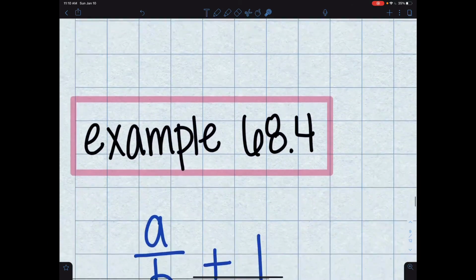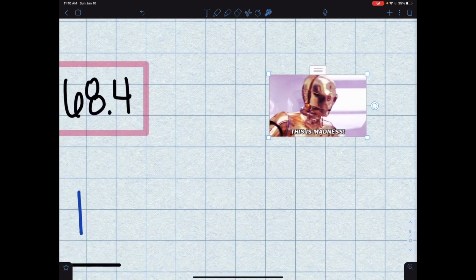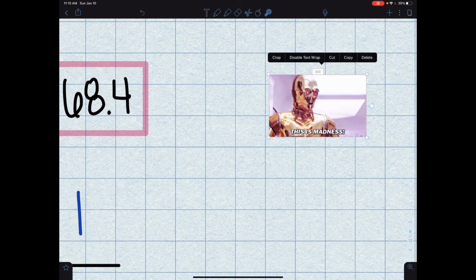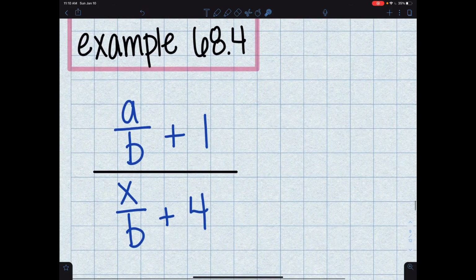I know I'm torturing you, but you know these examples get more and more complicated. I know you're probably like, this is madness. Ooh, all right, sorry C-3PO. Let's keep going. Huh, you're impressed I knew that name, huh?